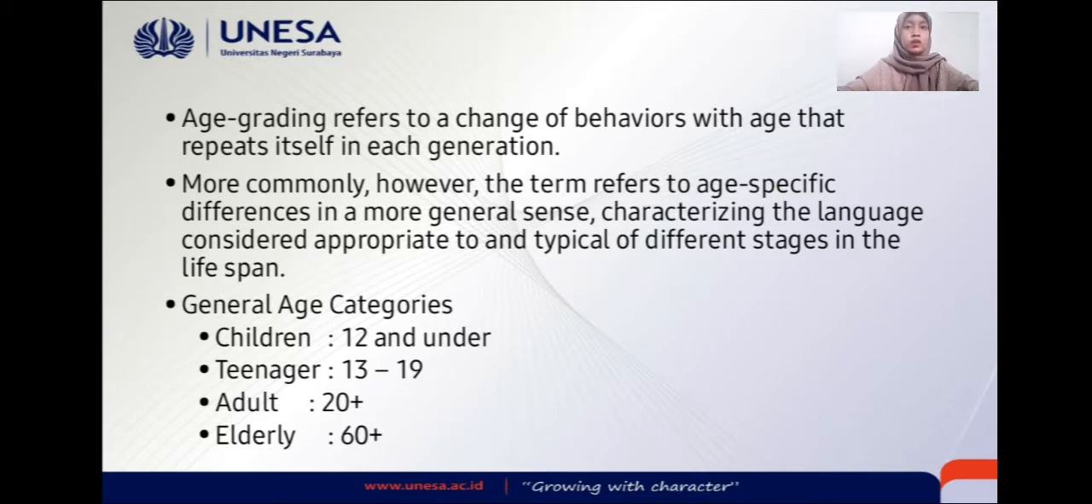We can see that the children age range could start at 12 years old and under, and the next one is teenager, which is from 13 years old until 19 years old, and the next one is adult, which starts from the age of 20, and the last one is elderly, which starts from the age of 60.